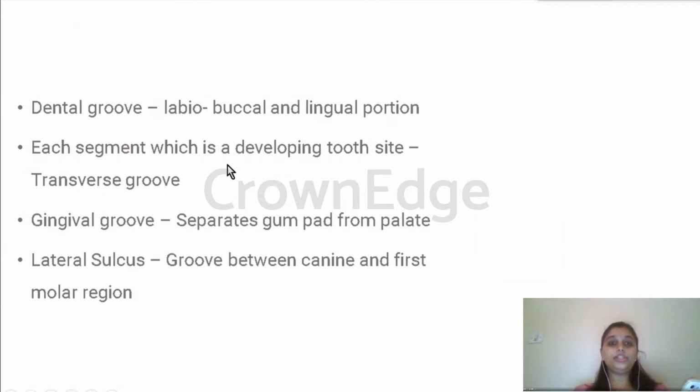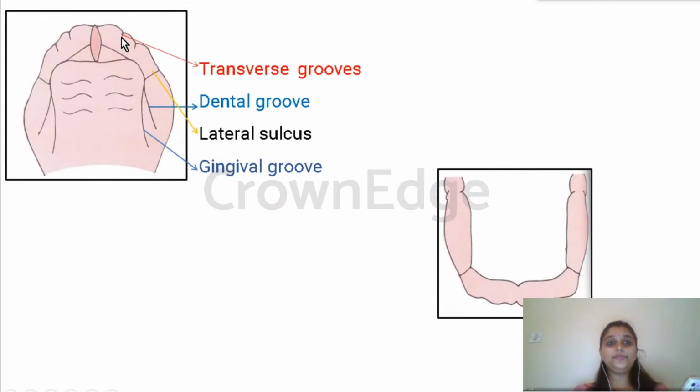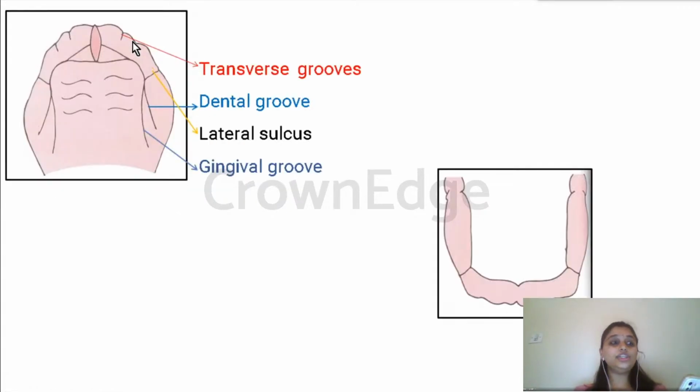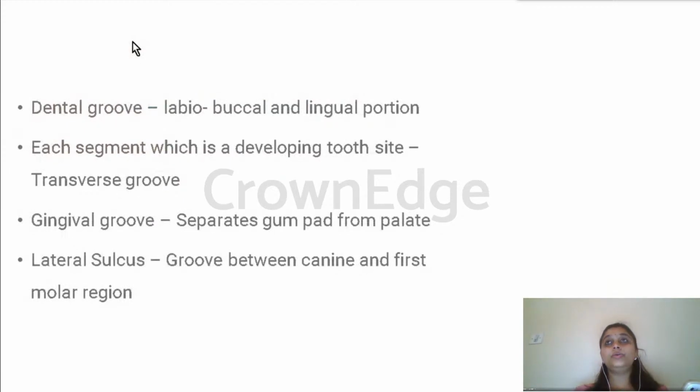Okay, and each segment is a developing tooth site. For example, in this picture, I pointed out those bumps for you. Remember, I said this bump here, one here. That is your transverse groove. So the transverse groove actually represents where each tooth bud is present. Okay? So if you look at the maxillary gum pad, you have 10 such transverse grooves, which correspond to the 10 maxillary primary teeth that are going to develop. And similarly, in the mandibular gum pad, you're also going to have 10 such grooves, which correspond to your 10 mandibular primary teeth that are going to develop in that region.